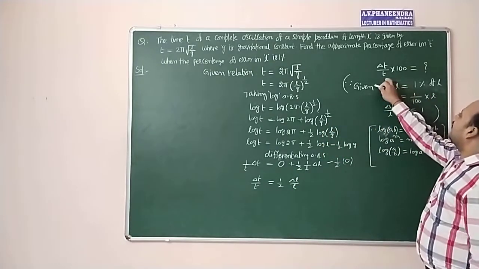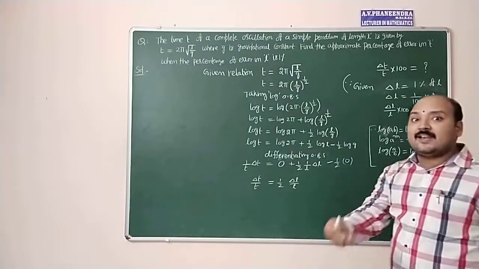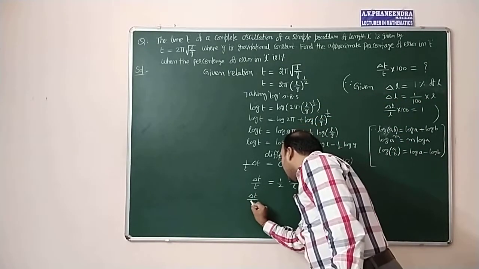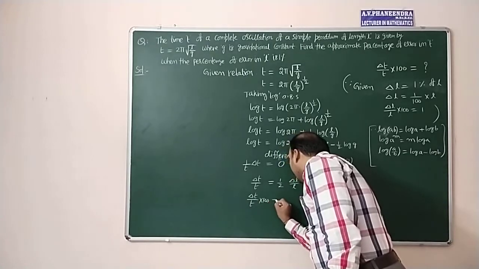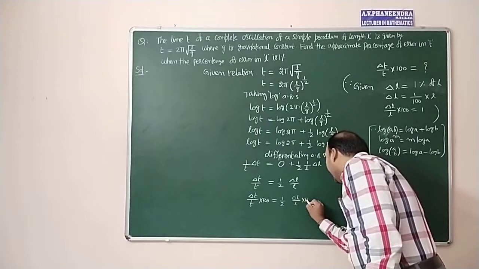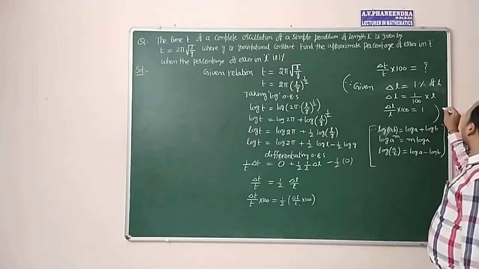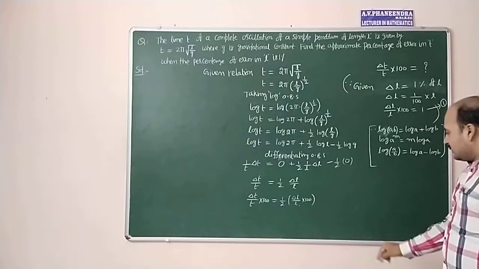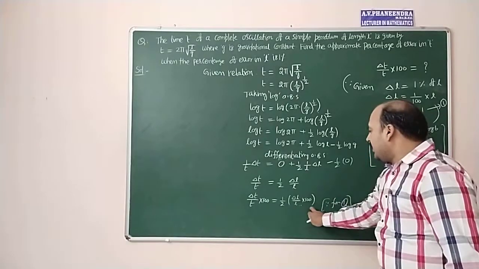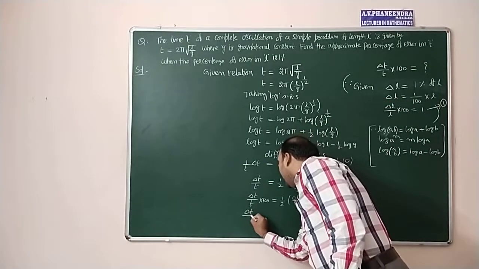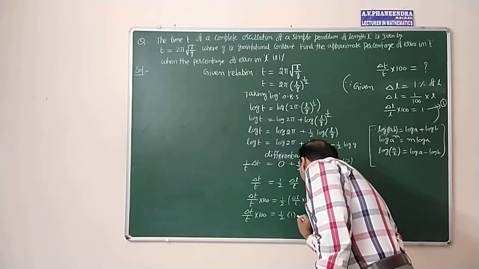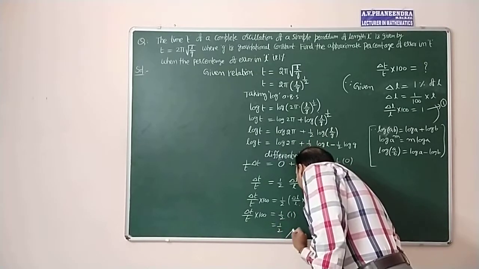But they are asking ΔT/T × 100, the percentage error in time T. So multiplying on both sides by 100, ΔT/T × 100 is equal to half into ΔL/L × 100. Since from equation 1 this value is equal to 1, ΔT/T × 100 is equal to half into 1, which is equal to 1/2.